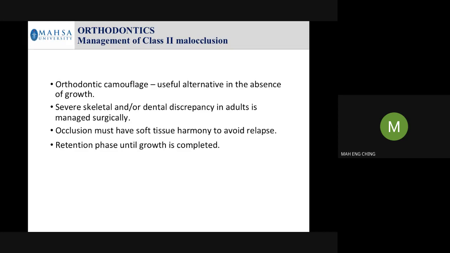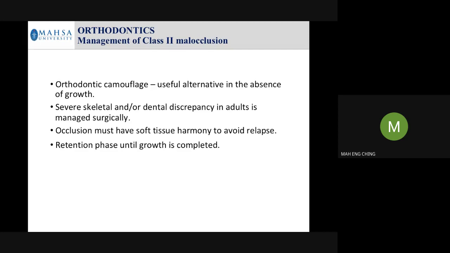So if the severe cases, then if you want to change the skeletal pattern, it is always best to deal with the surgical approach, meaning orthodontic surgery. Either we cut the upper jaw or we cut the lower jaw. Then we align the jaw back to a better proportion.